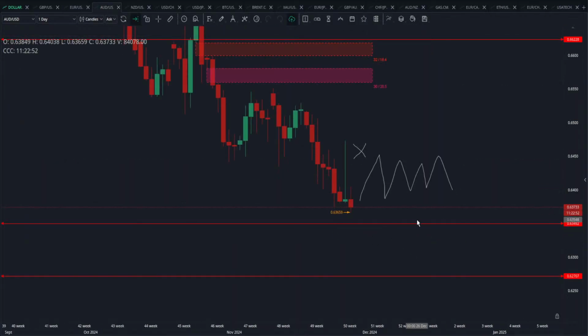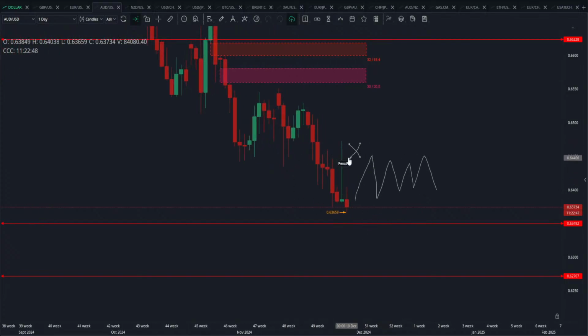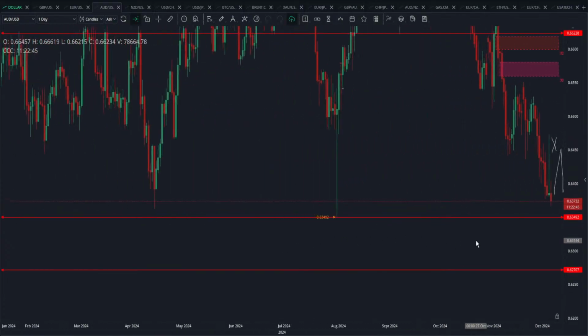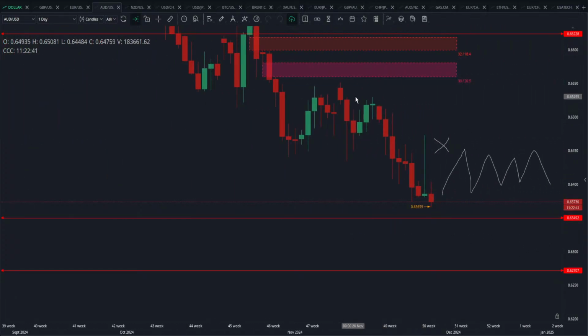Something similar is in the Australian dollar, but I'm not trading this market because it was not going anywhere. And now it is very close to the support. So again, I will not be able to take any position in this one.